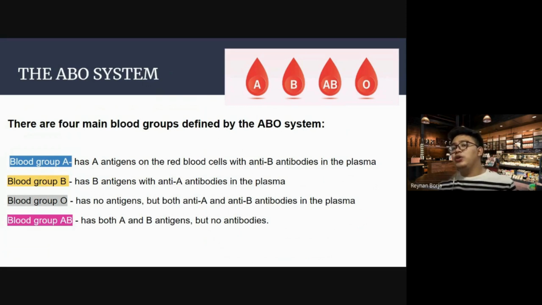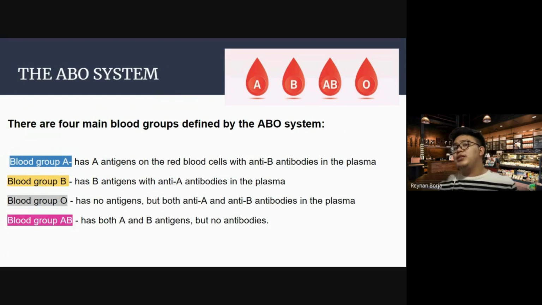Okay, simple as your blood type A, blood type B, blood type O, blood type AB. Okay, wala pang RH ha, ABO system tayo. So has A antigen naman si blood group A on the RBC. So while sa plasma, meron siyang anti-B antibodies. Na-gets, di ba? Madali lang naman siyang matandaan.